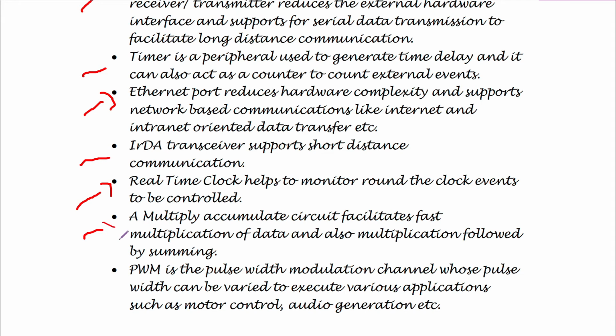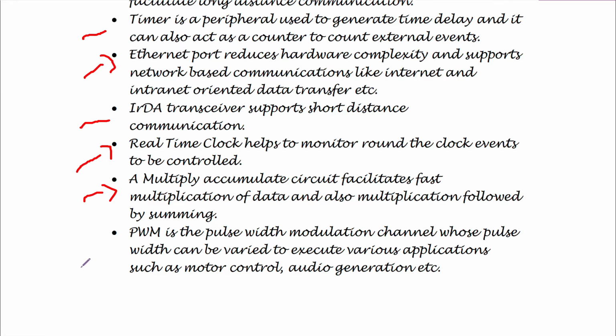Multiply accumulator circuit is also available nowadays, which facilitates fast multiplication of data, and multiplication can also be followed by adding or summing. PWM is the pulse width modulation channel, whose pulse width can be varied to execute various applications such as motor control, audio generation, etc. So pulse width module भी हमारा available रहता है. This also we have covered in unit 1.